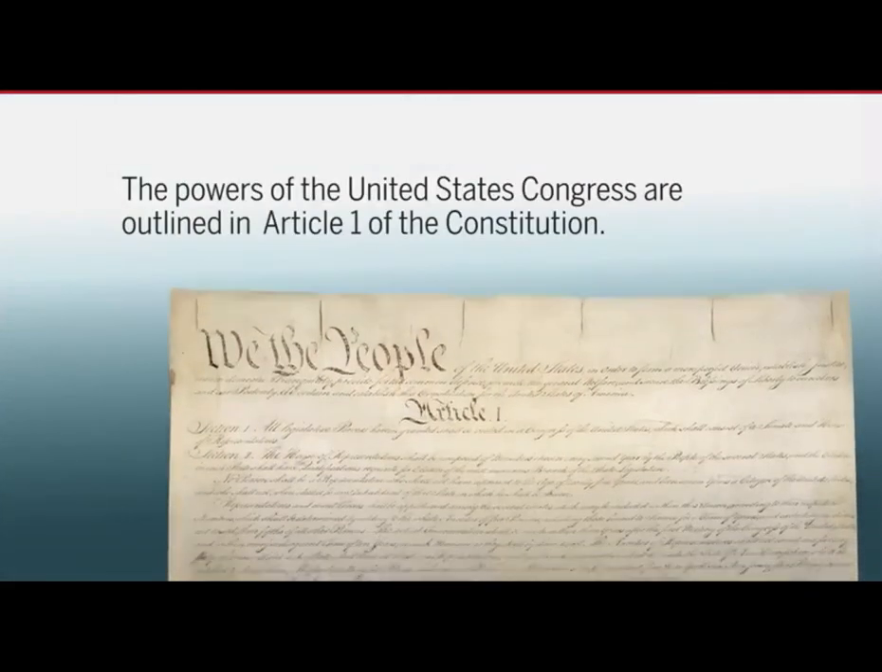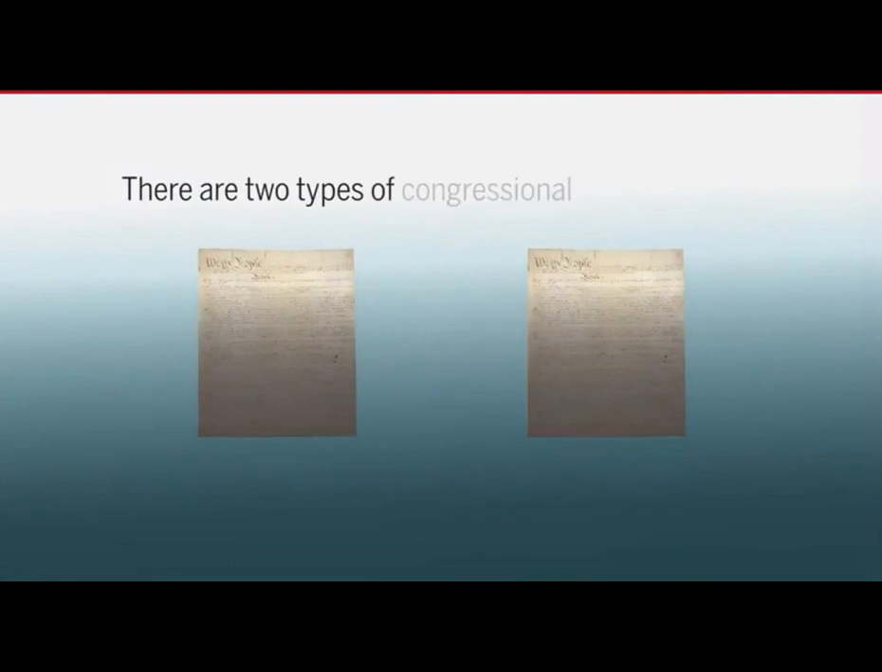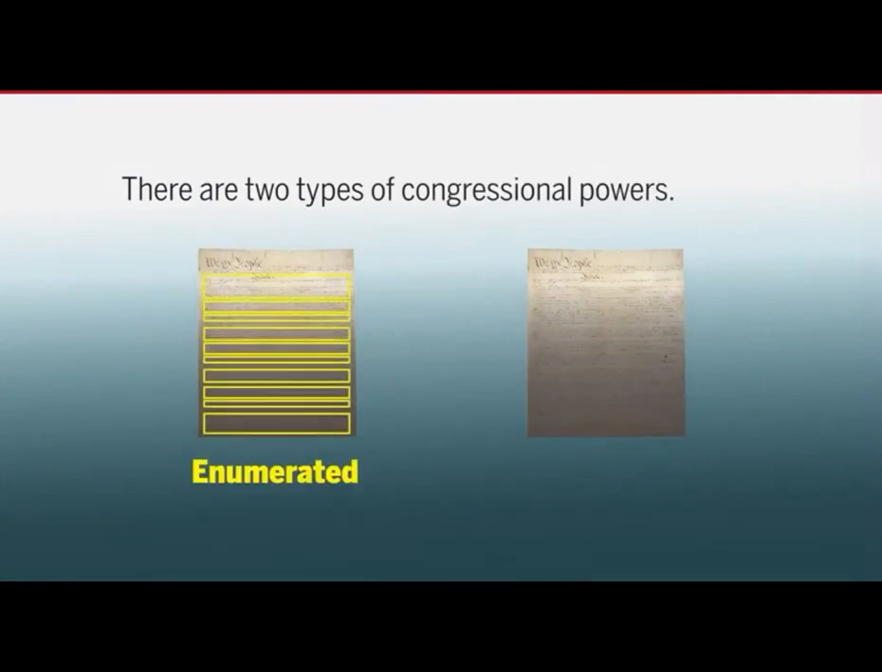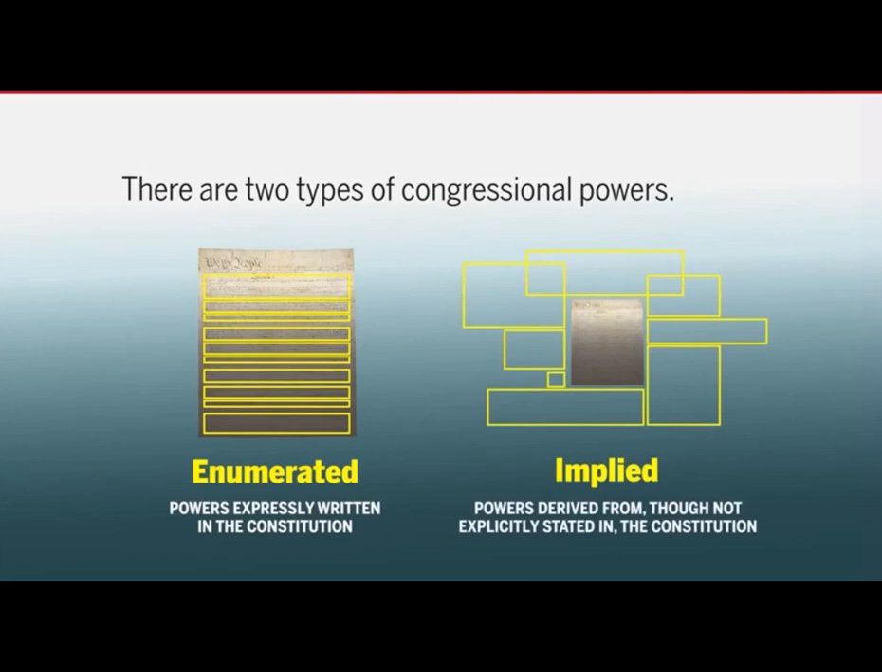The powers of the United States Congress are outlined in Article 1 of the Constitution. There are two types of congressional powers: enumerated powers, which are powers expressly written in the Constitution, and implied powers, which are powers derived from, though not explicitly stated in, the Constitution.